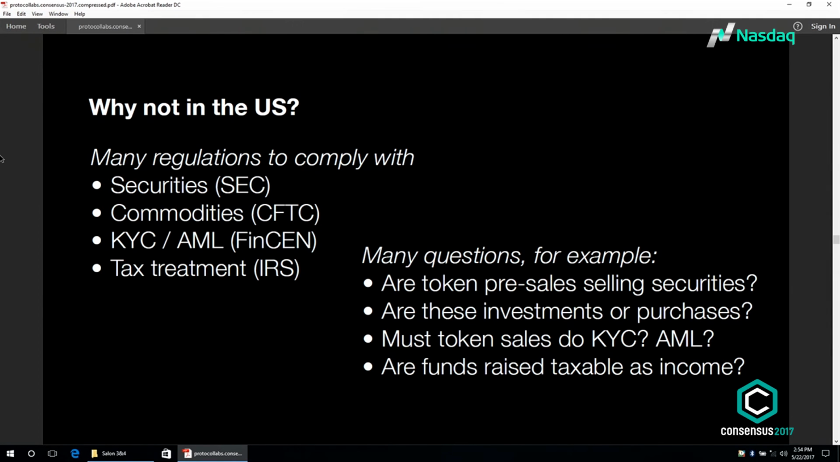Are these investments or purchases? Are people buying these tokens to invest in them? What is the distribution there? Are most people buying it to use it? Are most people buying it to invest? Do most token sales have to do KYC or AML, or is it OK for them not to? Are the funds raised taxable as income?